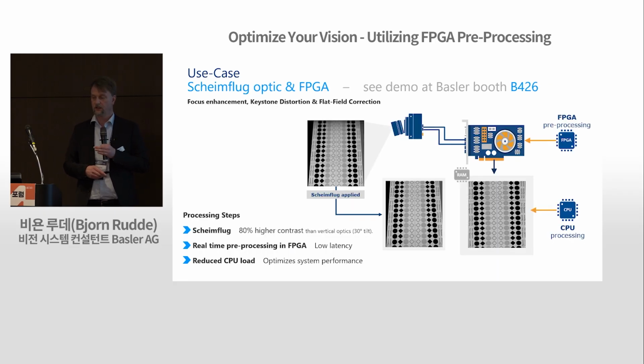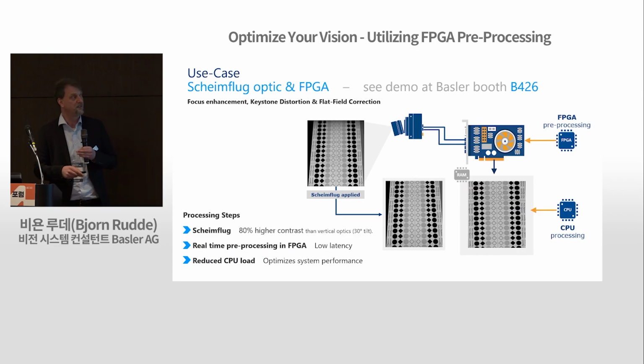So the next use case is the Scheimpflug optic in an FPGA. So you see that under perspective, it's looking in there. Our optics already deliver a very good image, but then you need to do a distortion correction or the perspective correction together with a flat field correction to get a proper image representation. So here you have the FPGA. This is a Scheimpflug approach of doing images, and then the result is coming here.